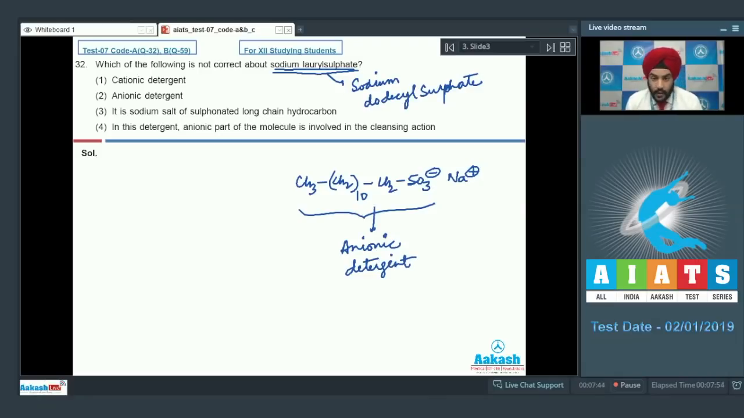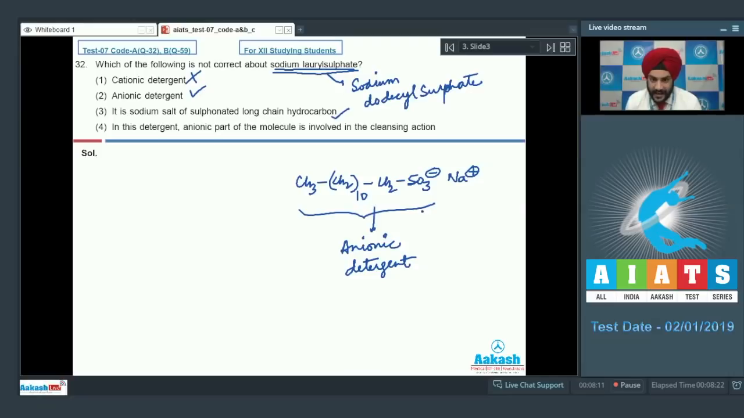Okay. So let us now look at the options. So the first option is incorrect, as it is mentioned to us that it is a cationic detergent. The second statement is correct. It is an anionic detergent. Let us look at the third statement now. It is a sodium salt of sulfonated long chain hydrocarbon. This is also correct, students. We have a chain of 12 carbons with the sulfonate ion at one end.